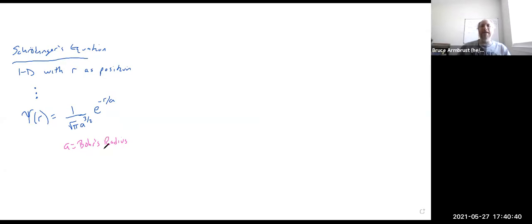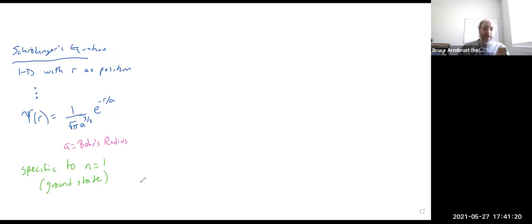Anyway, sorry. So A is Bohr's radius. It's that same number that we calculated when we used Bohr's model and looked at F equals MA and so on. The other thing that is very important for you to realize is that this is specific to n equals 1. This is for the ground state. And you can probably see why that matters.